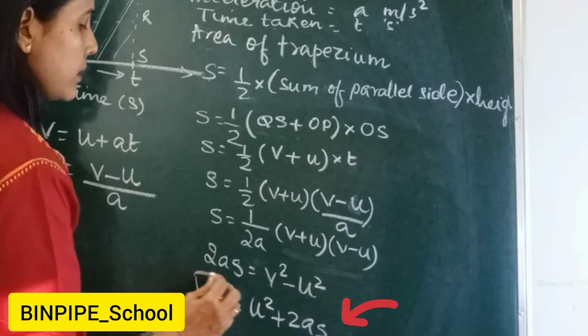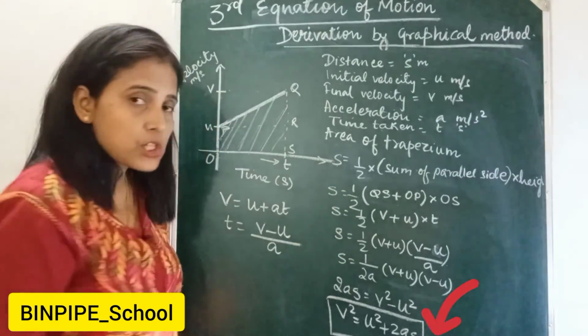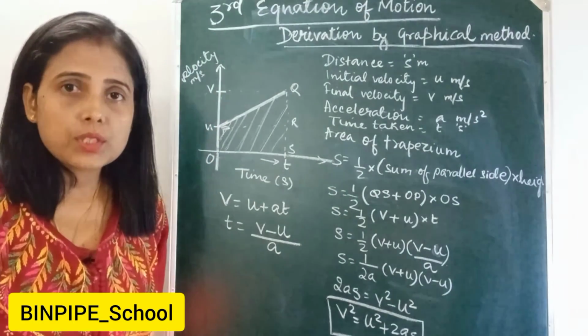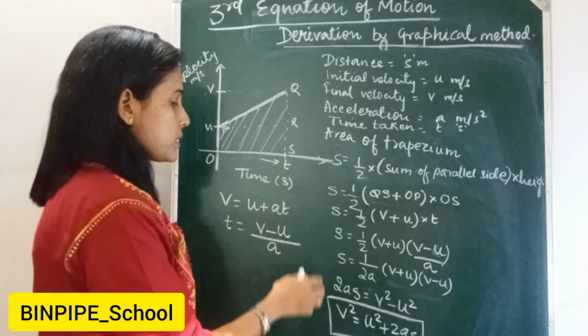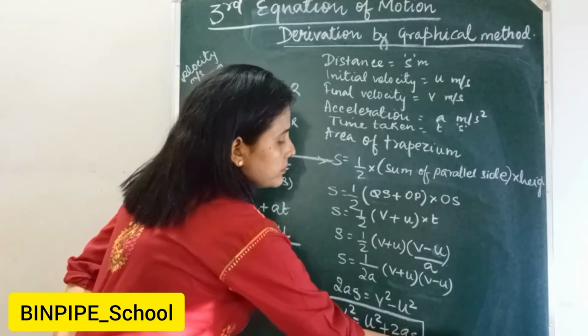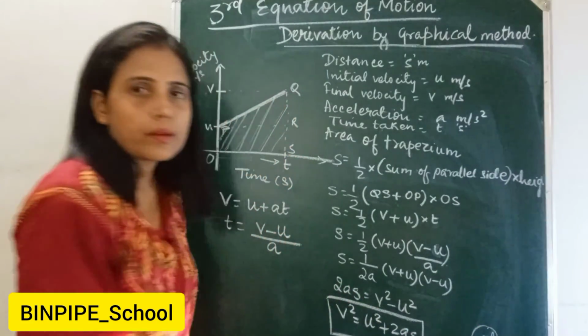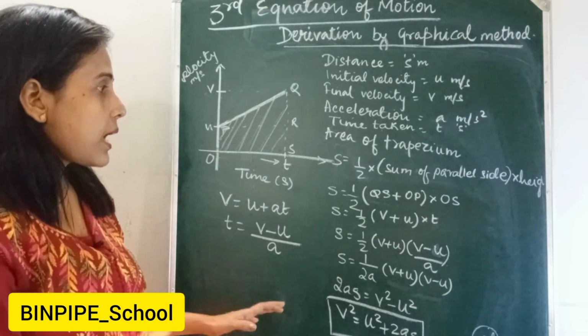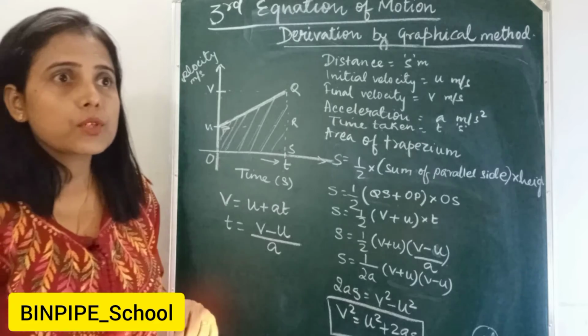This is the third equation of motion, which uses initial velocity, final velocity, acceleration and distance traveled, but no time is used in this equation. This is the third equation of motion. Clear? This is how we can derive the first, second and third equation of motion.